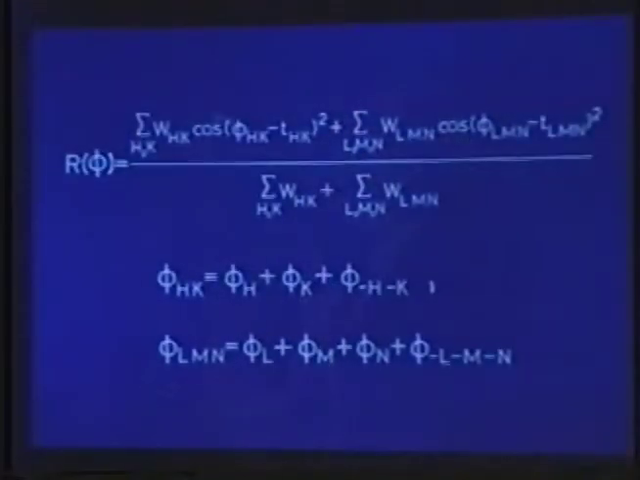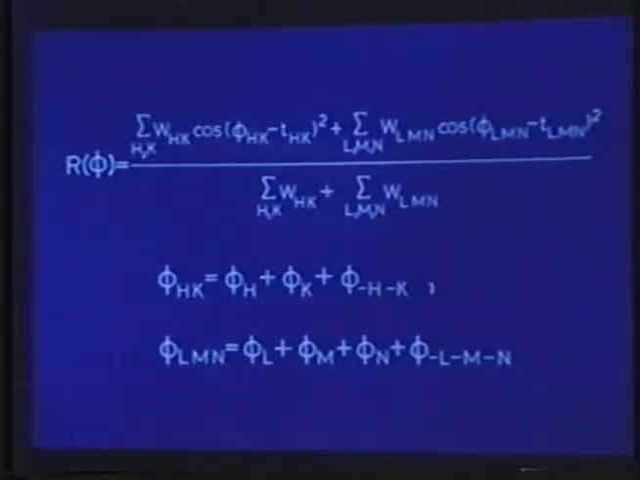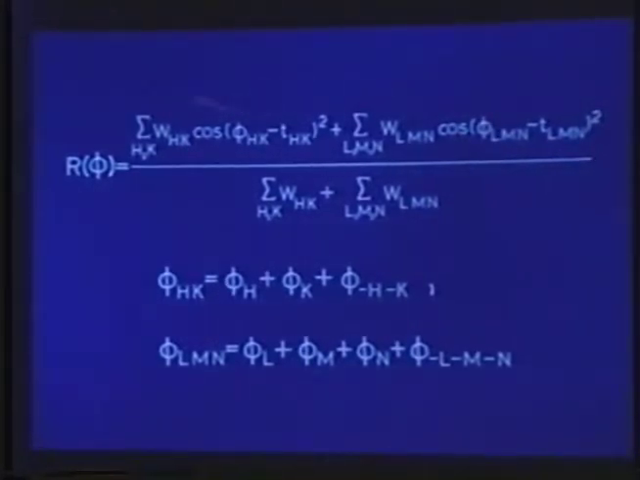This is the minimal principle. We have on the first line a function defined in this way. The important variables in this function are what are called phi sub hk and phi sub lmn. Phi sub hk is, as defined here, a linear combination of three phases. It's a triplet structure invariant.